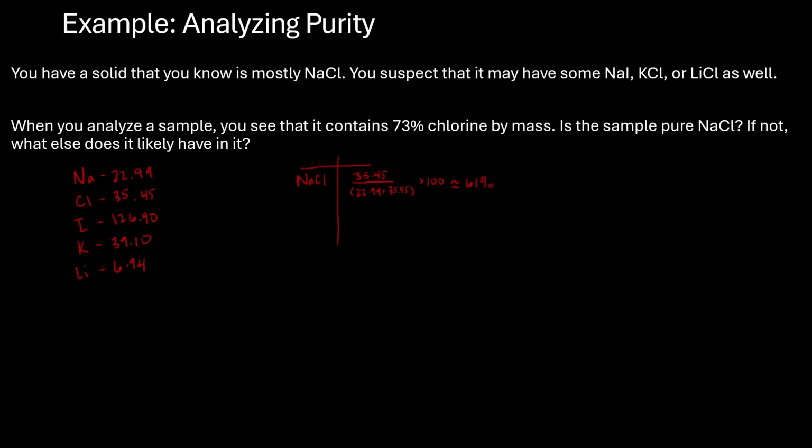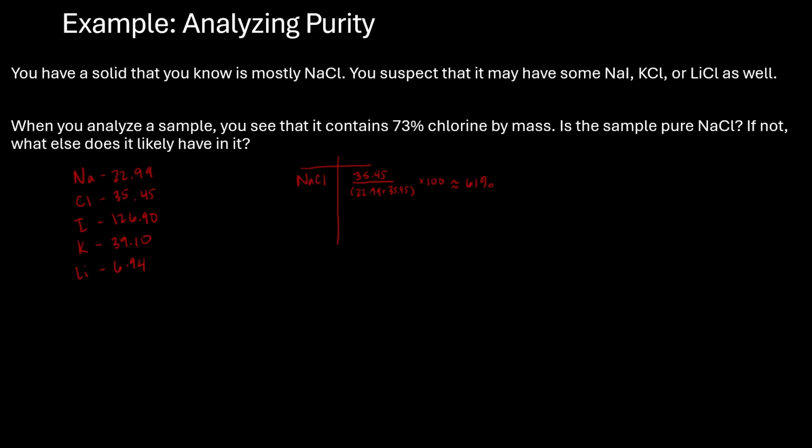Alright, since the sample is 73%, it's much higher than 61%, so it's clear that the sample is not pure sodium chloride, because 61% is not what the problem is giving us. It's giving us 73%. It's a lot higher. So something with a higher percentage of chlorine by mass has to be mixed in.